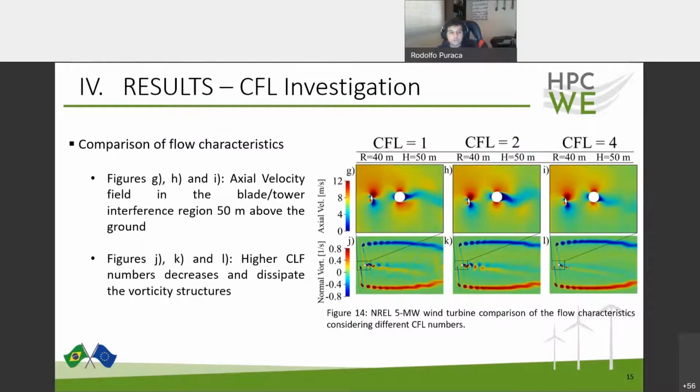Here we quickly show the results at the region of the blade and tower interference, at a height of 550 meters above the ground, showing the axial velocity. From this plot, it's not possible to see clearly a difference using different CFL numbers. But figures J, K, and L reinforce that with higher CFL numbers, the vorticity structures are decreased, as shown in the vortices formed at the tip of the blade and formed by the tower. Next slide, please.